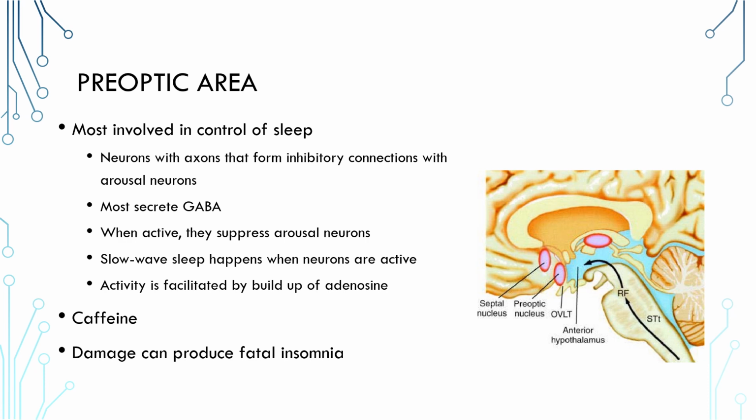Now, overall though, prolonged damage to these inhibitory connections can produce fatal insomnia. That makes sense, because if these inhibitory neurons can't secrete GABA and can't suppress arousal neurons, then you're not going to be able to sleep ever. So permanent damage can produce insomnia, which can become fatal if it's prolonged enough.